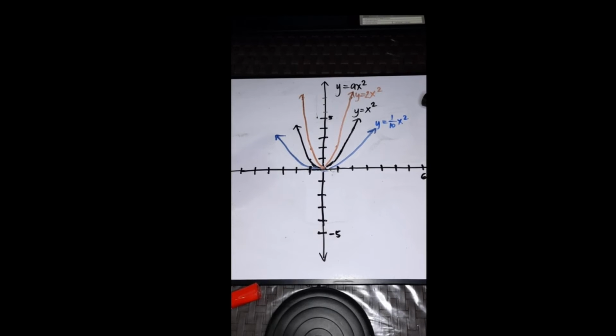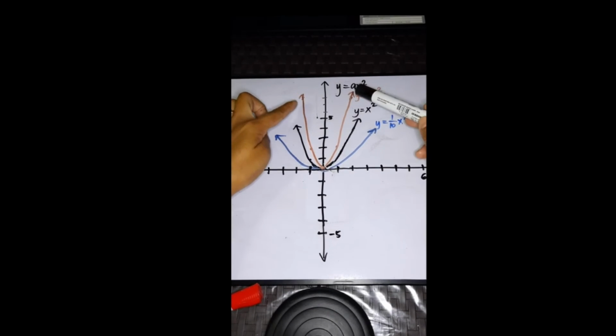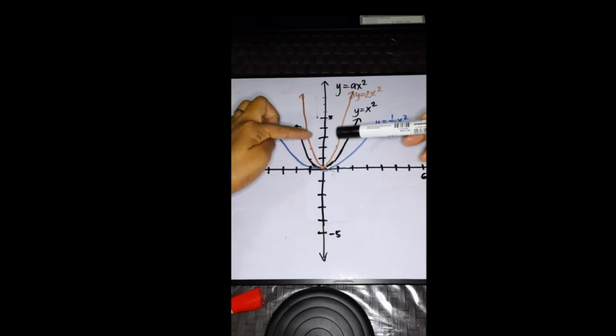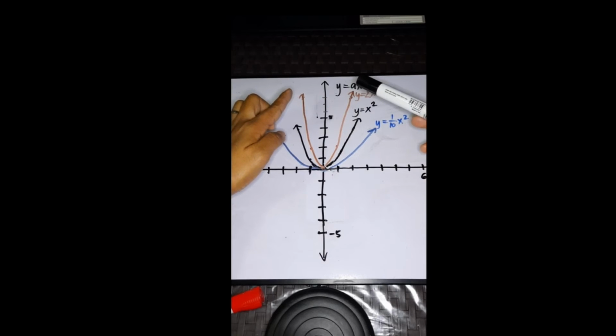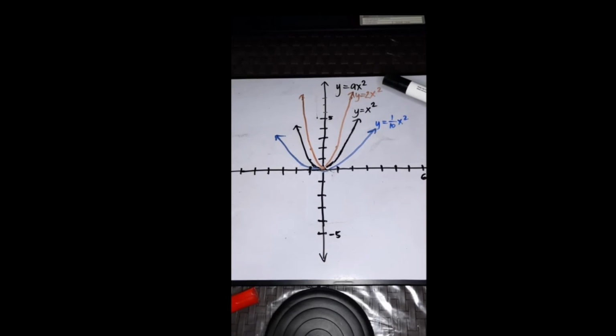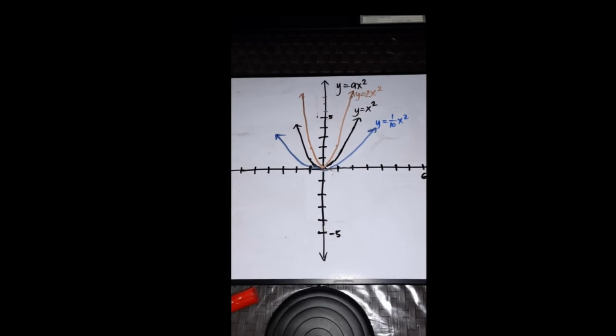Pero pag ang value ng a ay mas malaki sa 1 or negative 1 at that, the graph is narrower or the parabola opens narrower. Yung opening ng parabola is narrower. Let us take y is equal to negative x squared.